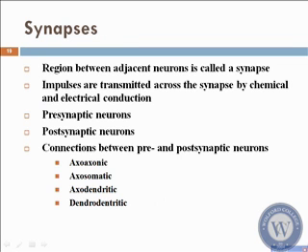The synapse is the region between adjacent neurons. That's where you actually get the chemical signal, which is a neurotransmitter. The actual impulses are transmitted across the synapse by chemical and sometimes by electrical conduction. But most of the time when we're talking about this, we're talking about mostly chemical.